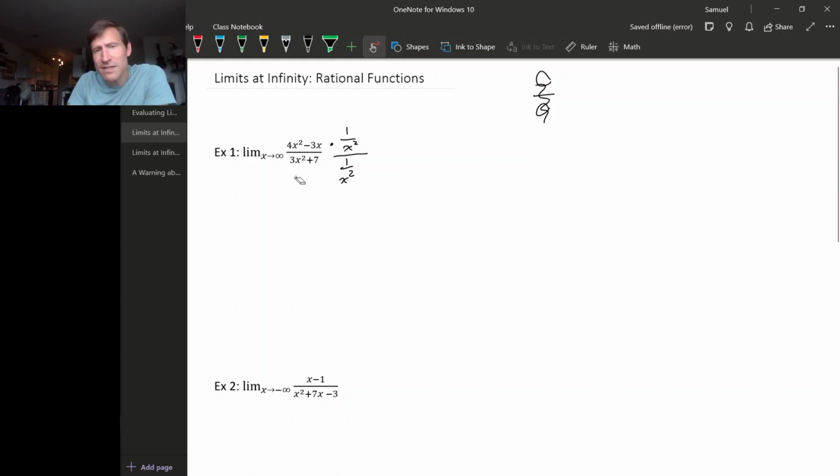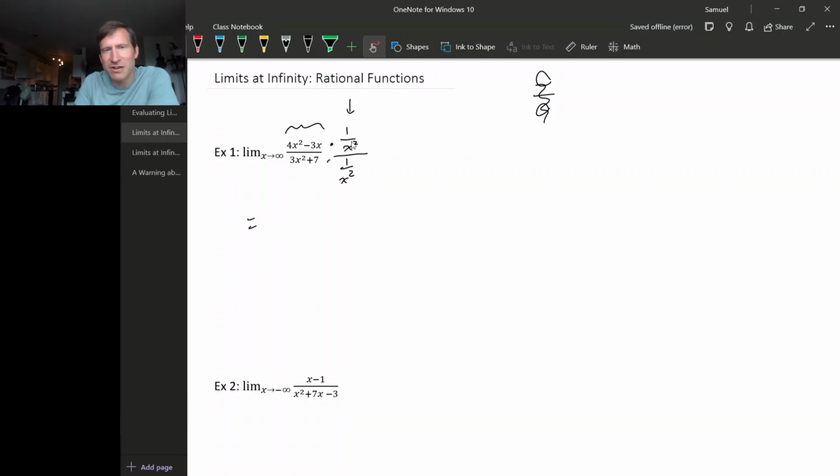And this is an okay thing to do, by which I mean it's an algebraically valid thing to do, because this ratio is 1 as long as x isn't 0, but x is going to infinity, so x isn't 0. We're definitely a long way from 0. So I'm just multiplying this rational function by 1, but I'm writing 1 in a very weird way.